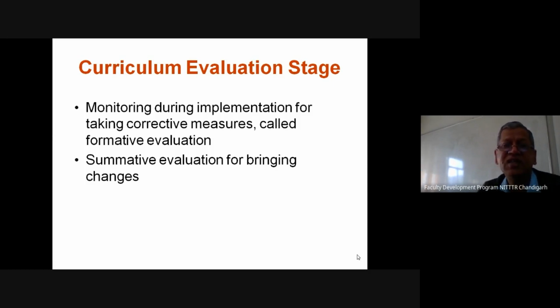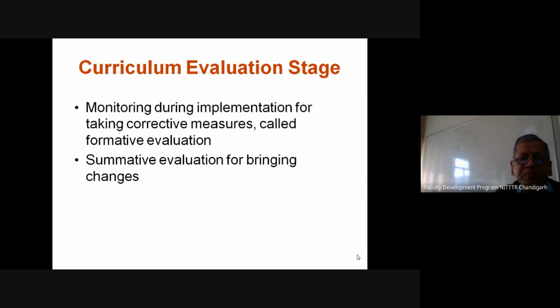The last stage is the curriculum evaluation stage. The fourth stage is called the curriculum evaluation stage. Now, what is curriculum evaluation? Some client gave me the task to design the curriculum. I have designed the curriculum, and after that, they have also implemented the curriculum. Now, what is the need of this curriculum evaluation? It is curriculum evaluation, evaluation of curriculum.